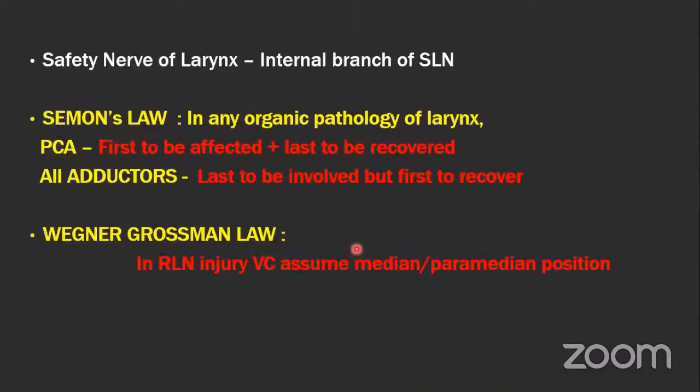And what is this Wegner-Grossman law? That is, in recurrent laryngeal nerve injuries or recurrent laryngeal nerve palsy, the vocal cord assumes a median or paramedian position because the cricothyroid muscle is there, which is acting as an adductor. So that is called Wegner-Grossman law. So these two we have to remember. Semon's law is associated with the posterior cricoarytenoid, and Wegner-Grossman is in recurrent laryngeal nerve injuries.